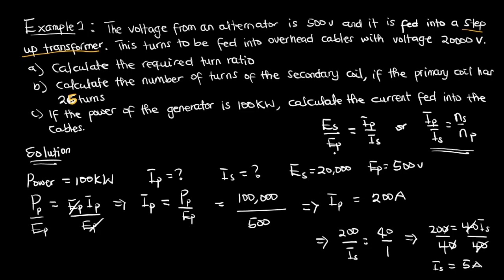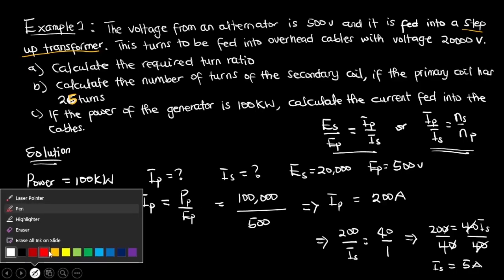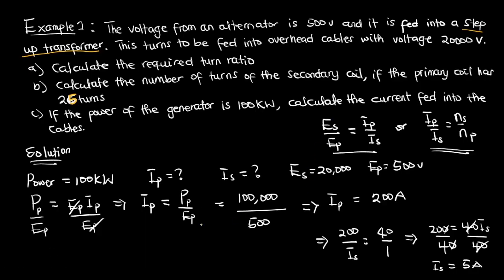Or we can also use this side. Let me use a different color to show that one. So our ES is 20,000, which is this, over our E primary, which is 500, and that is equal to our IP, which we found is 200, over our IS. If we cross multiply, we will have 20,000 IS is equal to 500 multiplied by 200, right?